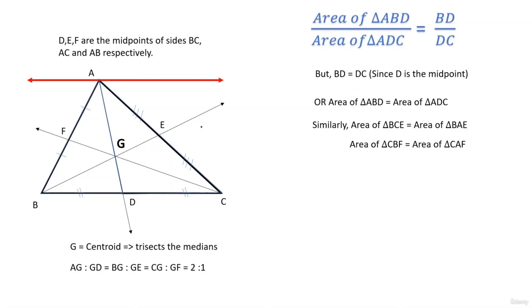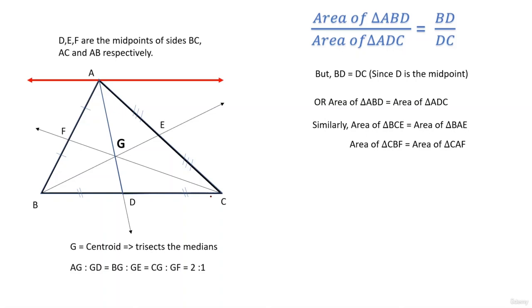So AD, if we consider it as the median, area of ABD will be equal to area of triangle ADC. Similarly, area of BCE, if we consider BE as the median, guys, area of triangle BCE, this one, is same as ABE, this one, or BAE, this one. And if you consider CF as the median, then area of triangle CBF, this triangle, is same as the area of triangle CFA or CAF, right? So the median divides the triangle into areas which are basically half, or basically equal to each other. If you break the triangle about a median, it will possess equal areas.